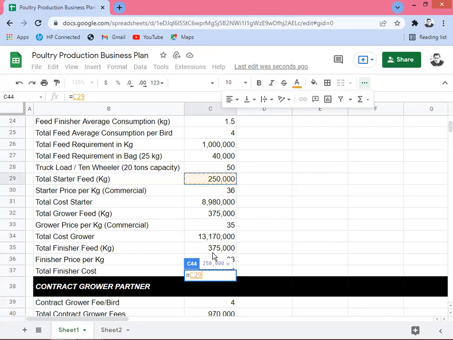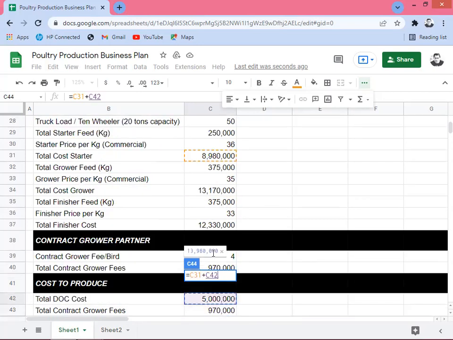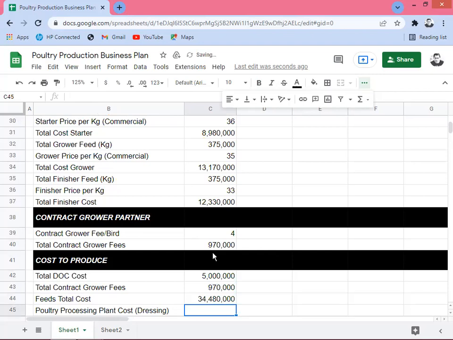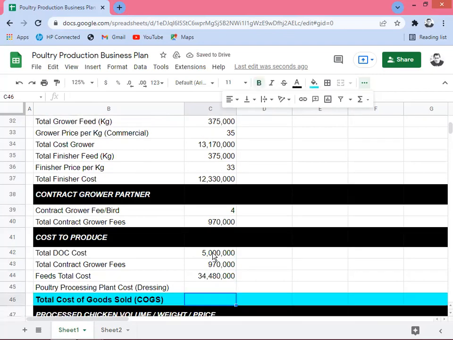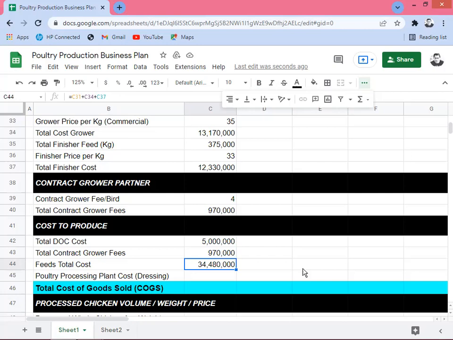How much is starter feed? This one. That would be 8.9 million plus the grower feed of 13.17 million plus the finisher feeds of 12.33 million. That would be 34,480,000.